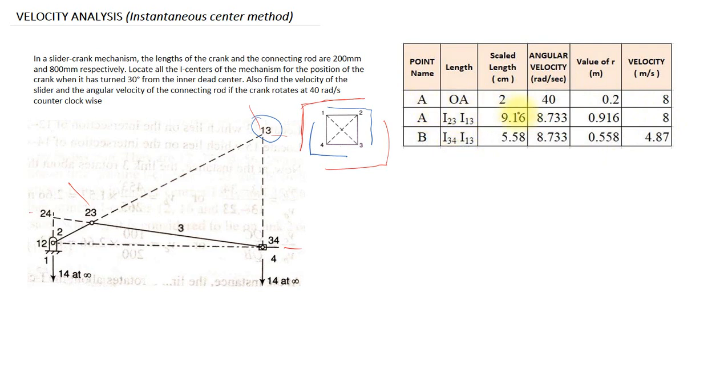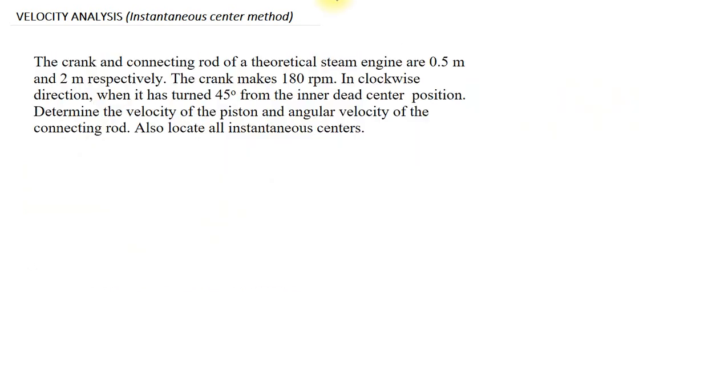First of all, you have to identify the velocity, this value. Then you can find this angular velocity. After that, you can find out this velocity, that means the velocity of the slider. Okay, so please try to solve this problem.